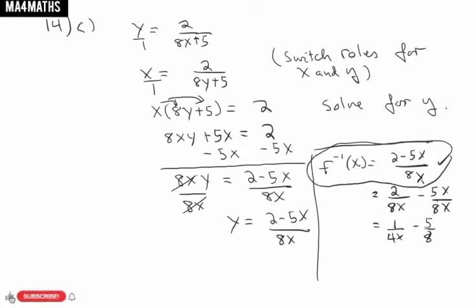I didn't ask in this problem, but it's understood that as far as the domain of this inverse is concerned, x can't be 0, because then you're dividing by x, and that's an issue. And for the original function, the domain x cannot be minus 5 over 8, because that would make the denominator 0. And that's an issue for us, so we want to avoid that. If you have any questions on this, please let me know.